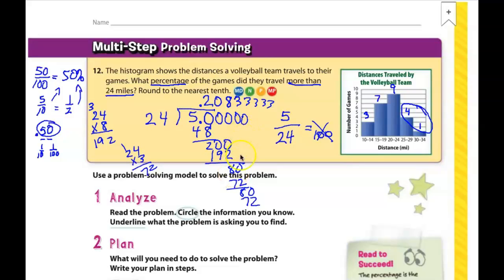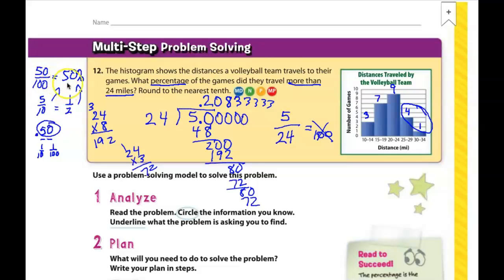Then we got 8 annexed to 0. 3 times 24 is 72. 8. And as we noticed here, 80, 72, 80, 72. That's going to go on forever. So this actually is a repeating decimal where this 33333 will go on to infinity. Okay, so all right, now we have a decimal. So how is it that we're going to get this back to a percent?